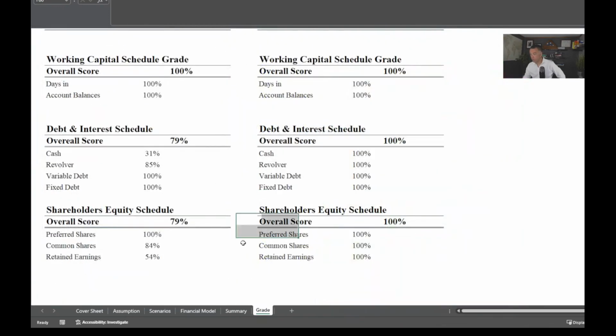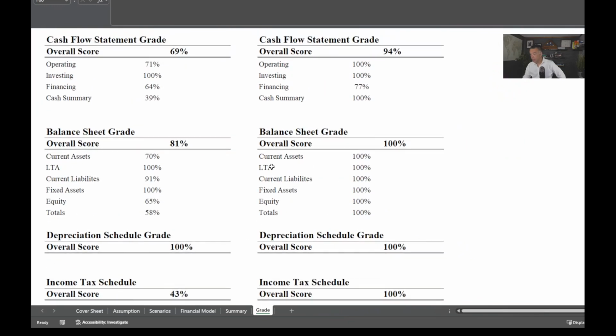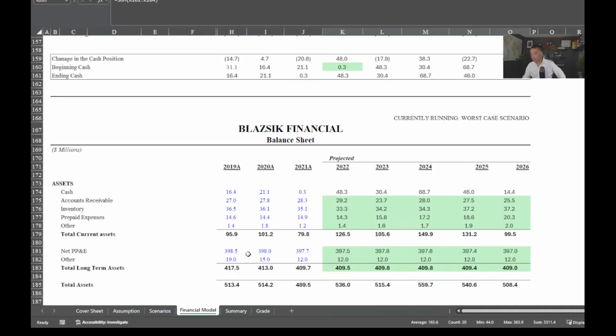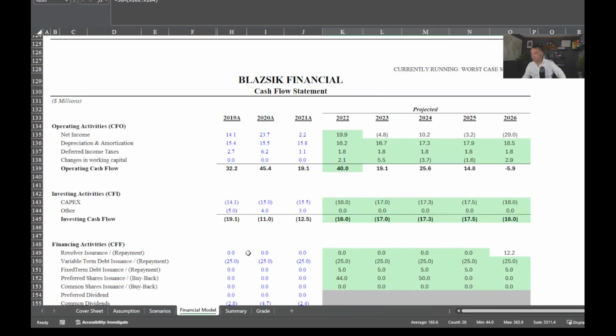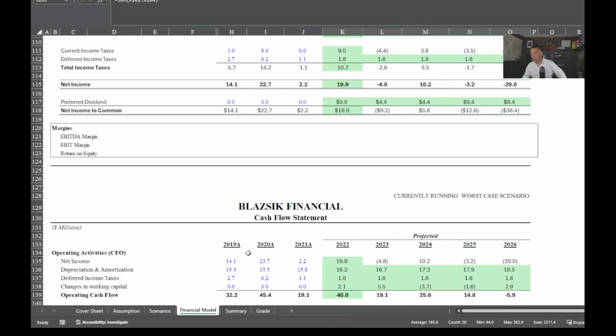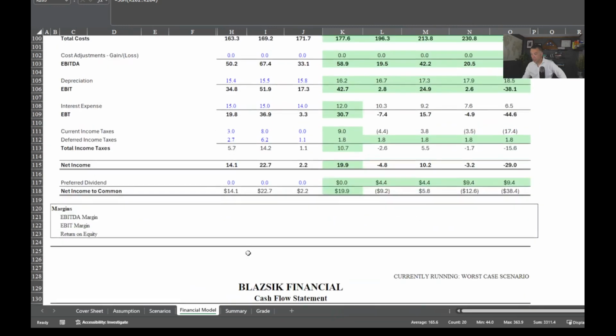Go to the grade book. Let's go to the balance sheet. Although the numbers aren't 100% yet, because we still got to do the cash flow statement to make it correct. The balance sheet is completed, how we did it. So we're going to go up to the cash flow statement. This should be the last part that we're going to plug in.